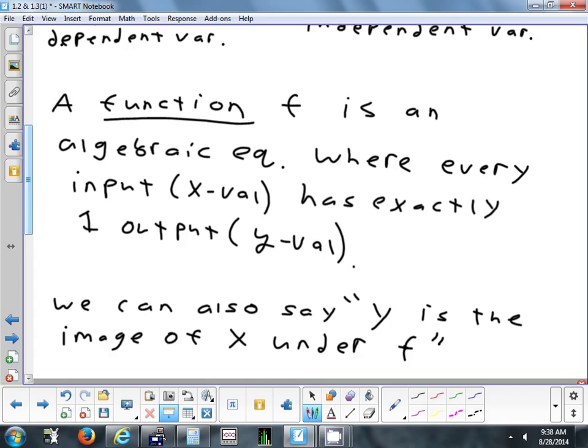Okay, something that's not a function would be this. This is not a function, because when I plug in an x value, I get 2 y values. If I plug in 16 for x, I get 4 for y, and I get -4 for y. That does not have exactly one output. That is not a function. Take away the negative symbol, then it is a function. Or take away the positive symbol, and it's also a function.